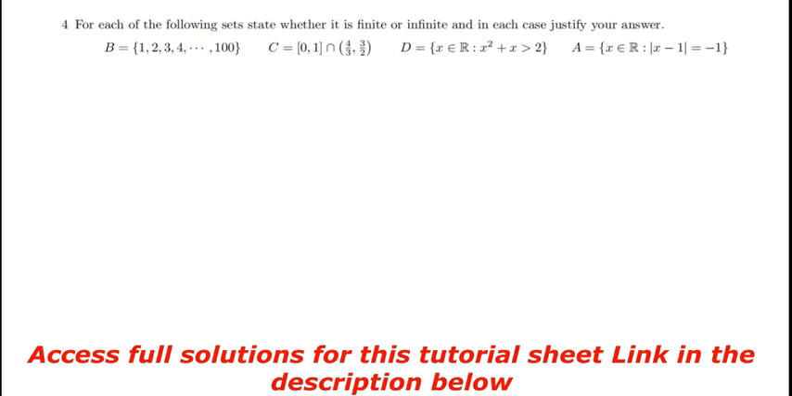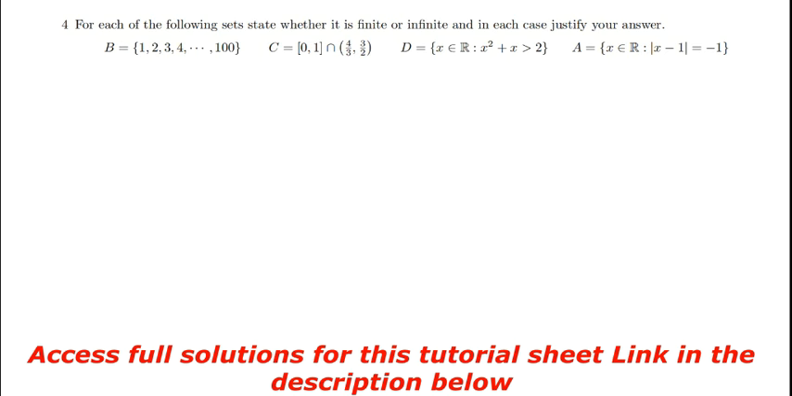So question 4 reads: for each of the following sets, state whether it is finite or infinite, and in each case justify your answer. So we have to state whether any of these sets comes to an end, that is, it has got the beginning and the end, or it does not end. That's what infinite means, it does not end, or finite, it comes to an end.